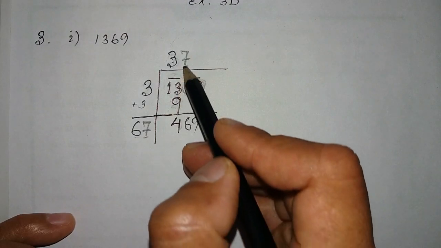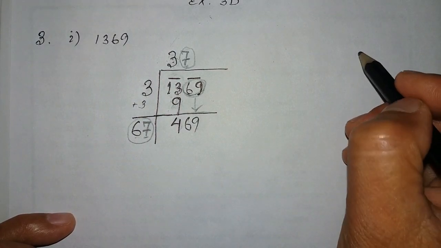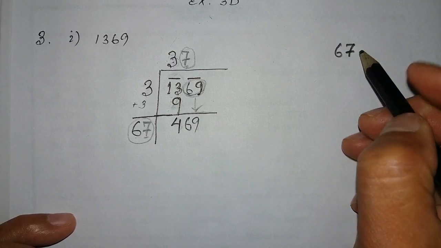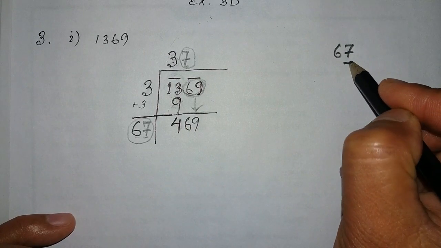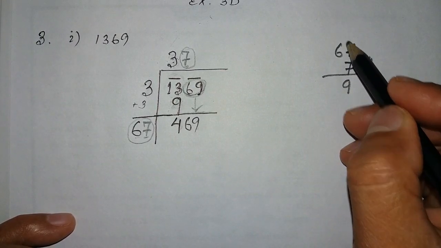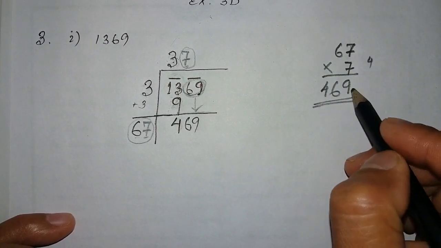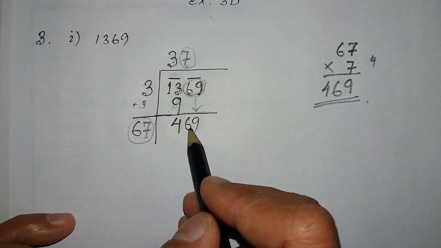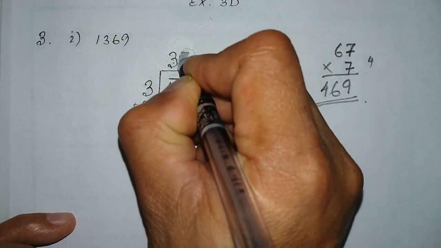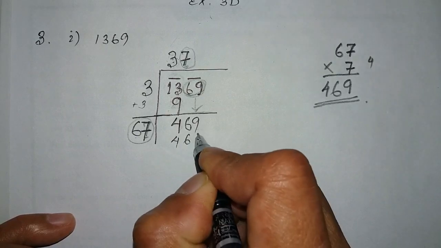Since we have written 7 here, you have to write here again 7. So 67 into 7. 7 7s are 49, 4 in hand. 7 6s are 42, 46. So we are getting 469 here. So 7 is the right number. So 7 here, then 7 here. Now 67 into 7 is 469.